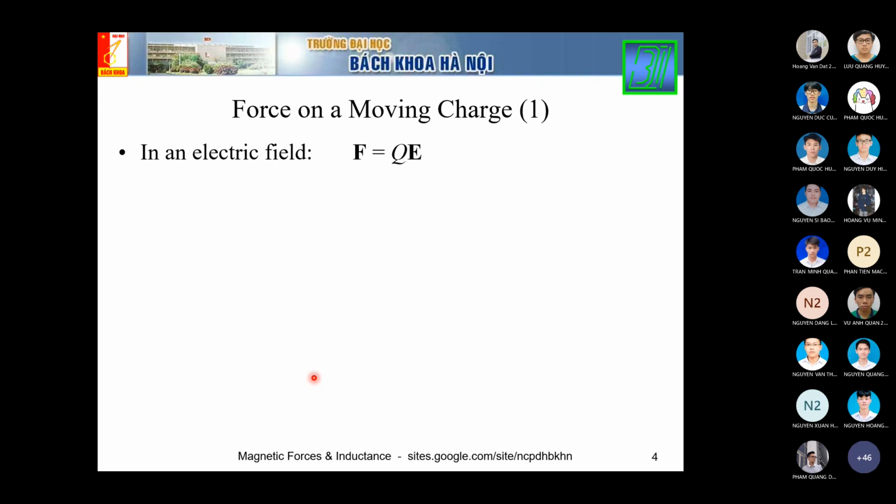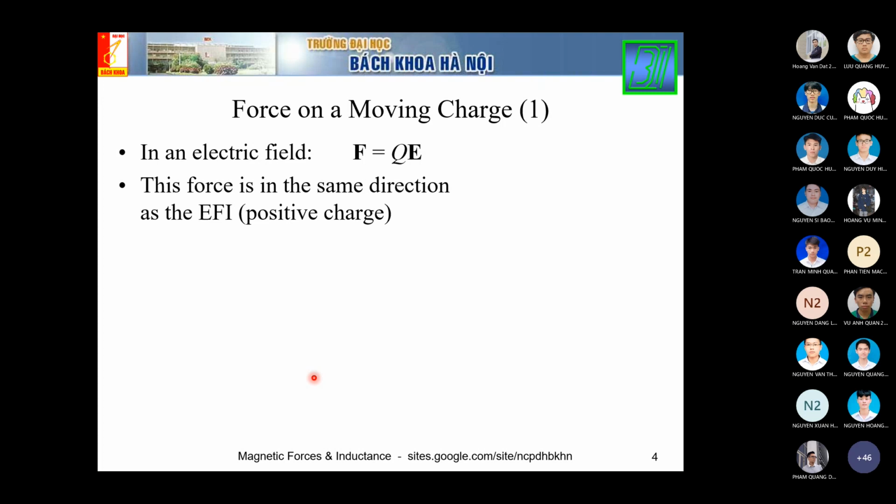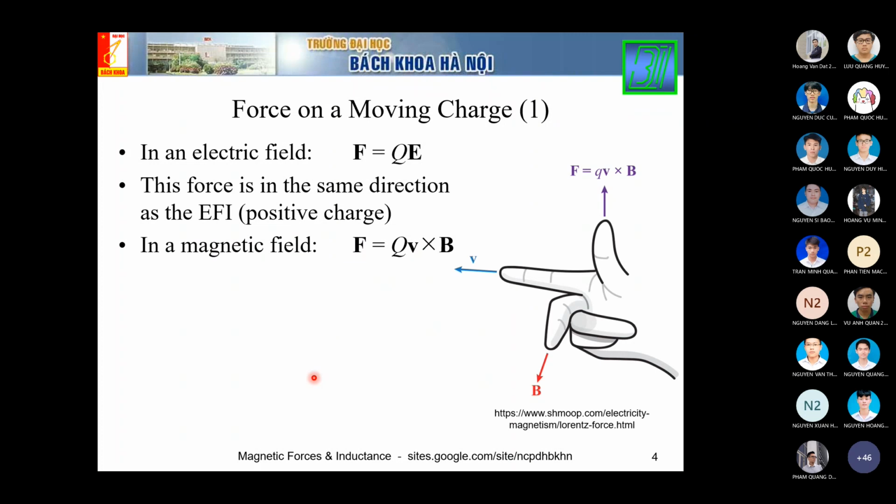From the definition of E, you know E is F over Q, so we can extract the definition of the electric field force acting on the charge. Because the Q here is a real number, the force here is in the same direction as E. For the magnetic fields, we have another force. Force here is Q V cross B.